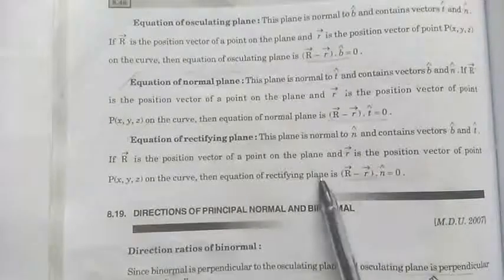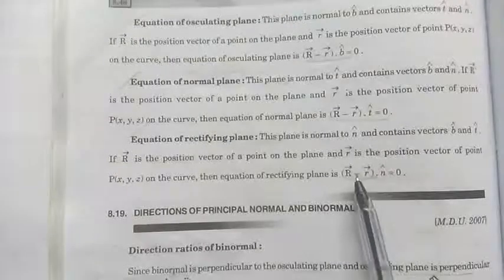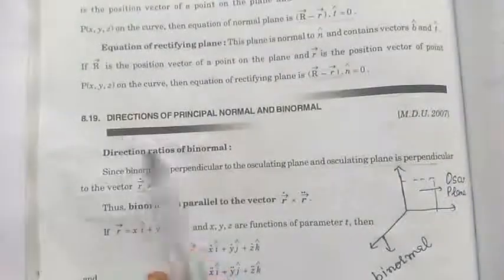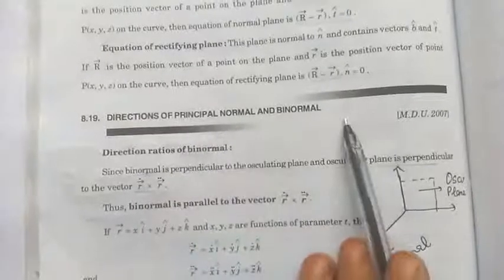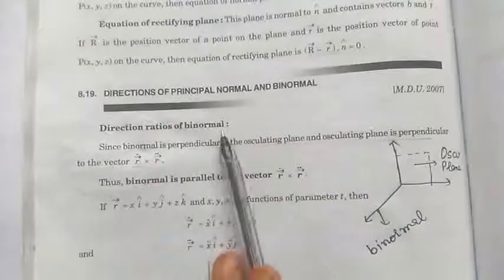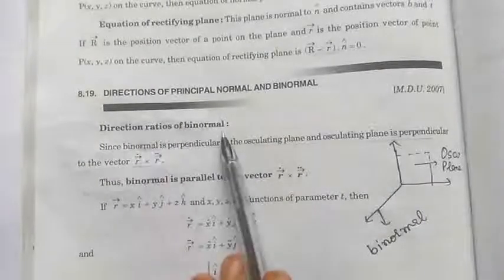So in this way, we have defined all the fundamental unit vectors and the fundamental planes, which are the osculating plane, normal plane, and rectifying plane. Now next we define the directions of principal normals and binormals. So let us firstly define the direction ratios of the principal normal and binormal. How to find the direction ratios of the binormal?